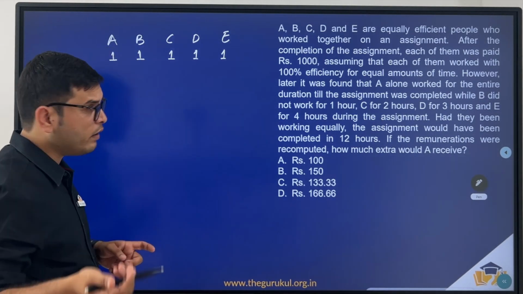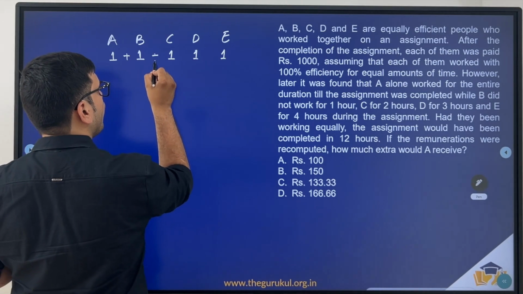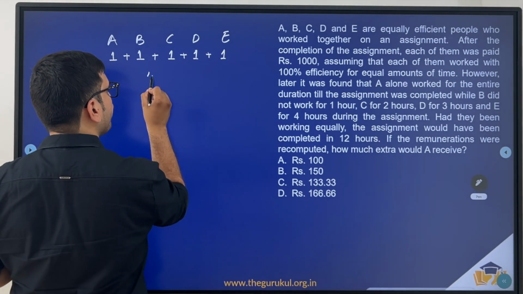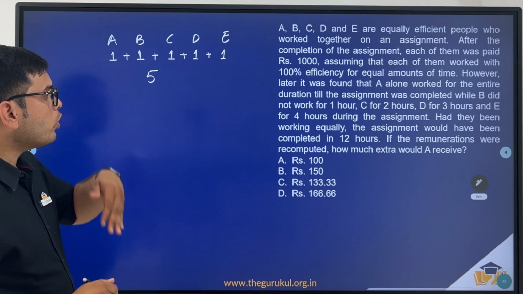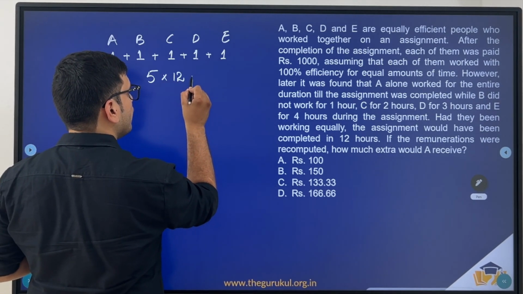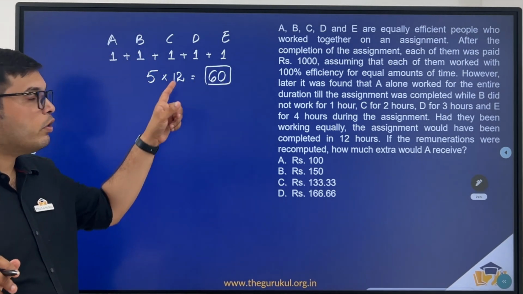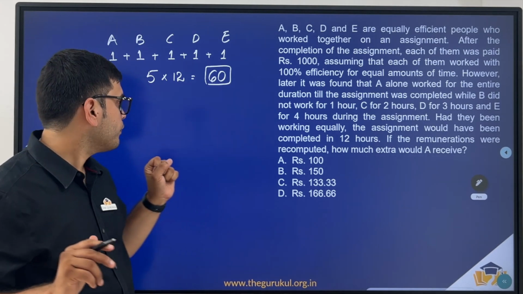Now, to get the work done together, they should be working for 12 hours. So, if they are working for 1 hour together, they will be completing 5 units of work. Right. Now, to complete the work, they are working for 12 hours. So, the total units of work done is 60 units. So, in order to complete the work, an amount of 60 units has to be done.